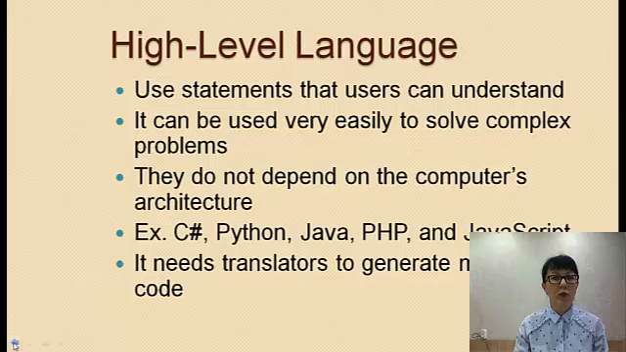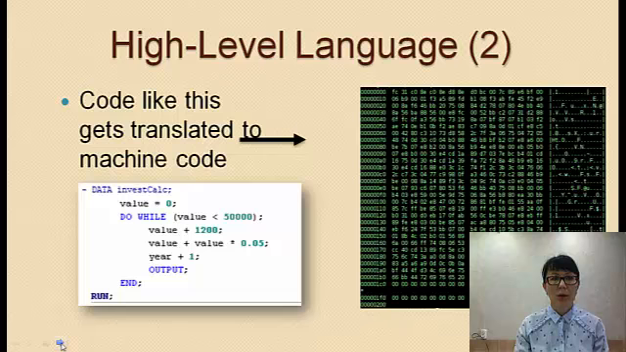High-level languages use statements that users can understand. They can be used very easily to solve complex problems. They don't depend on the computer's architecture. And they need translators to generate machine code. Code like this gets translated to machine code.